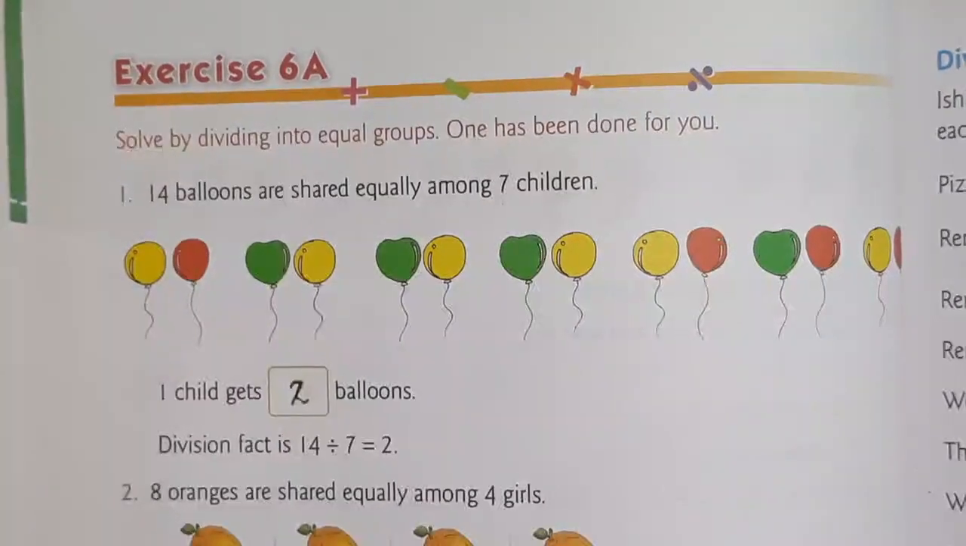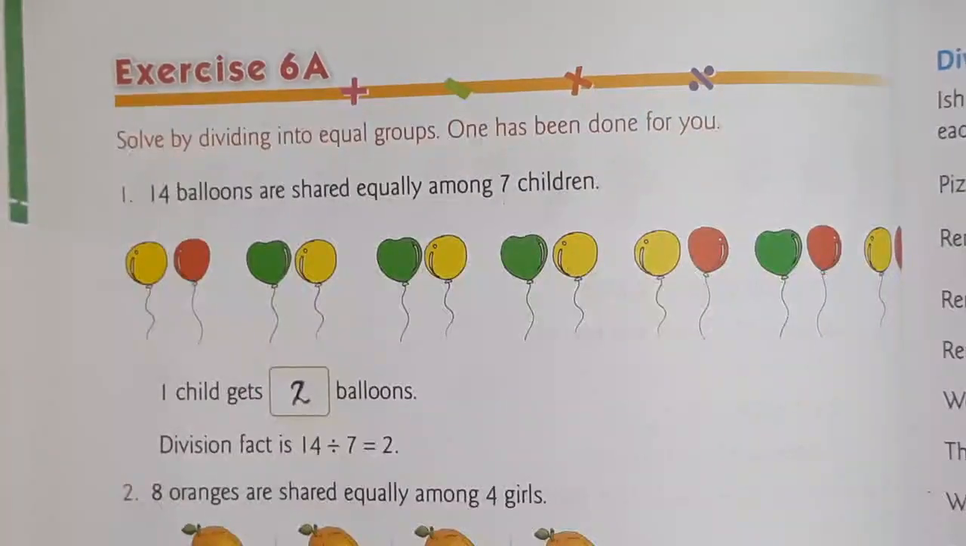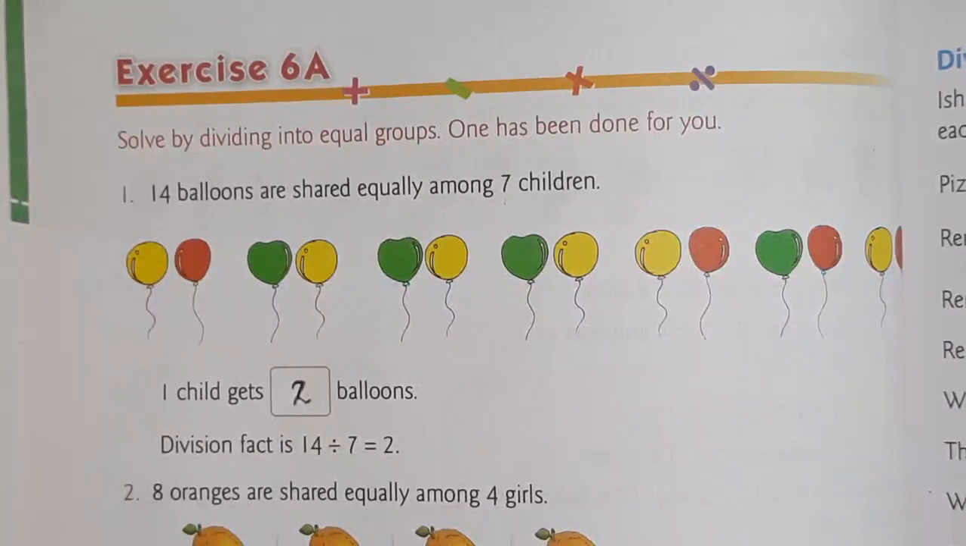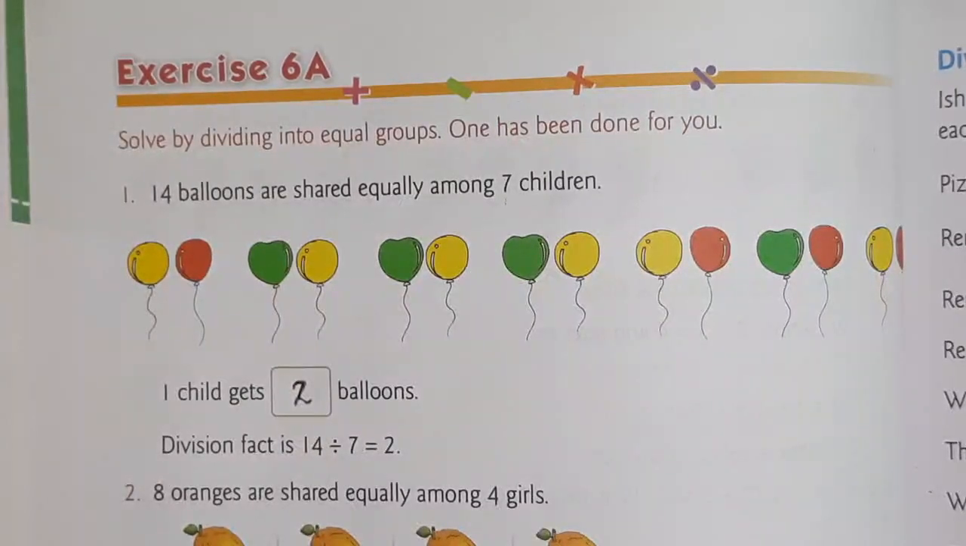Students, in the last session we have solved exercise number 6a. In that exercise we have seen how to write a division fact. Some homework also I have given yesterday and I know you have solved it very properly. So today we are going to see division as repeated subtraction. For that you have to open page number 87.